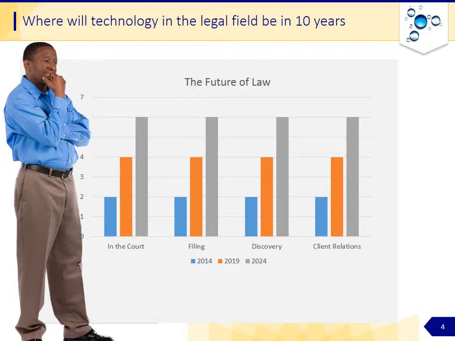E-courtrooms, filing, discovery, client relations, pretty much every aspect of the legal process is being affected by technology. So if you want to fast forward 10 years and consider where technology's usage will be within these areas, but then other areas also, especially with e-discovery. E-discovery is a huge area where technology has, or discovery.